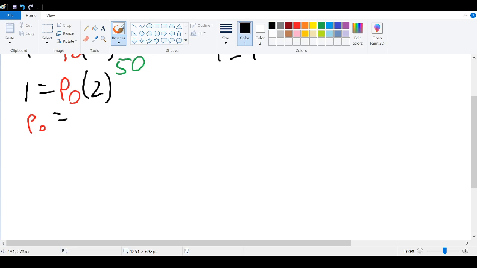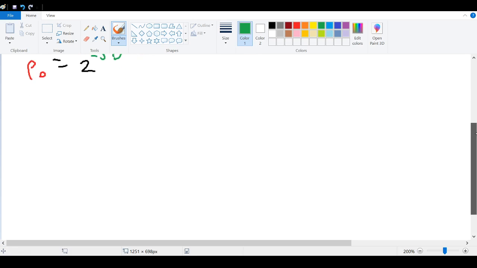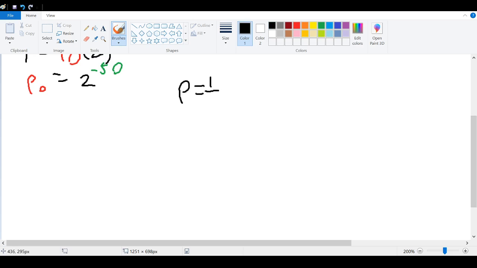I'm going to write it like this: 2 to the negative 50. All right? And that's just to make computation a little easier in the future. And so let's go back to our formula, plugging in rho naught. So we want to know when p is equal to a half, here's the question. What is t? We're looking for what t is when the population is equal to half the petri dish.